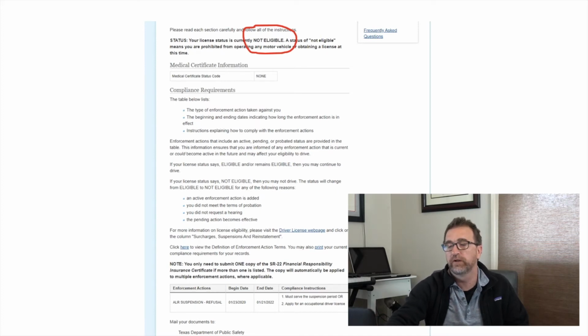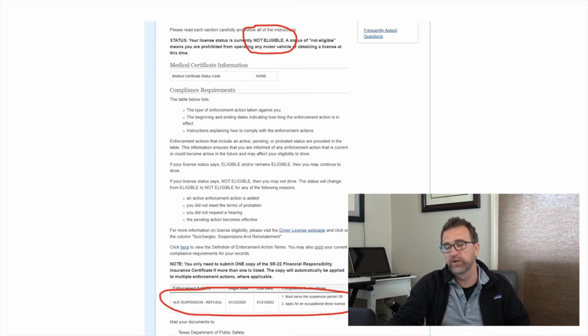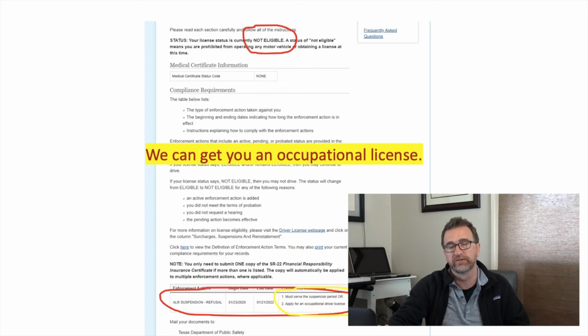Now, if we look at what's going on with their license, we're filming this in February of 2020. So this person's license, the suspension started about a month ago. Now, the person can either wait out till January 21st, 2022, or they can get an occupational license. And that is something that we do. Okay, we can get you an occupational license.